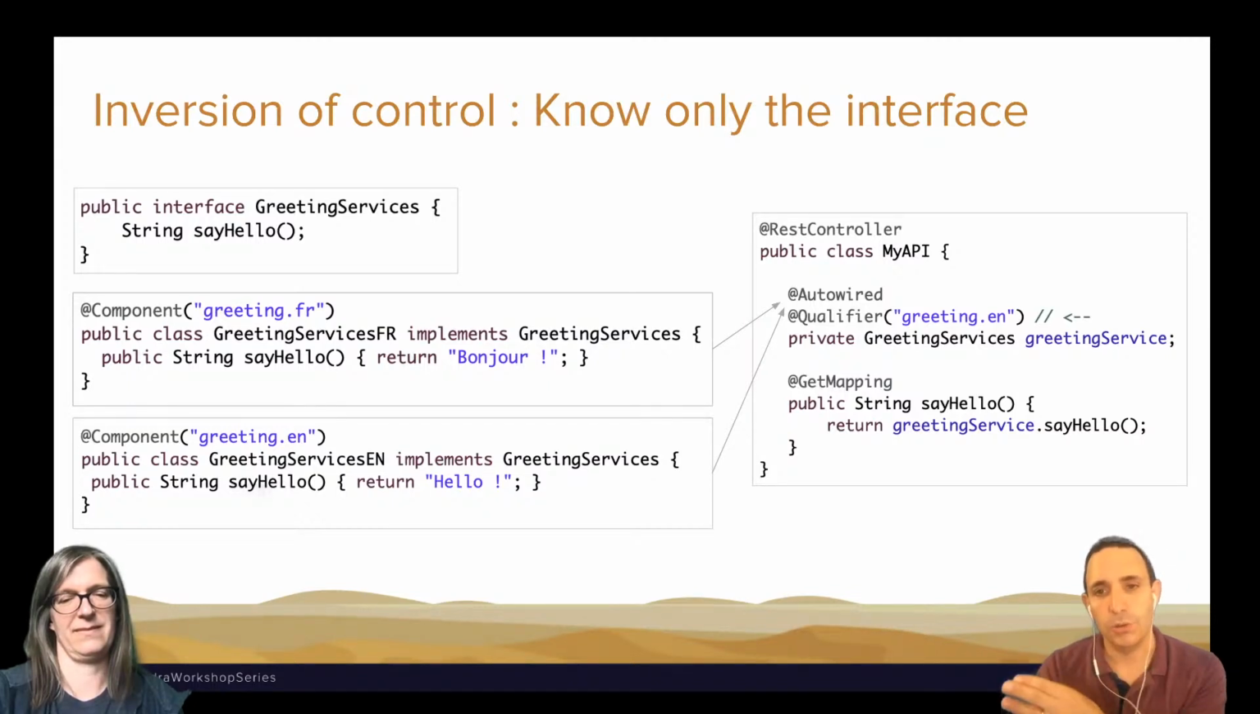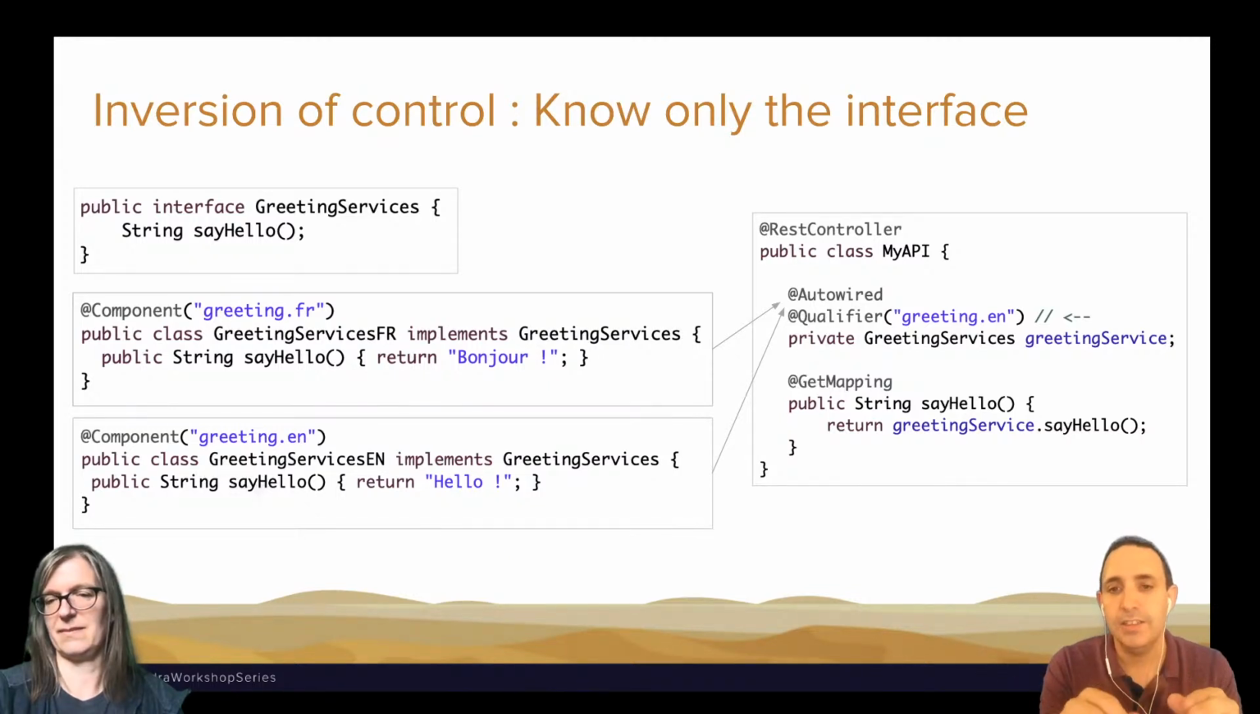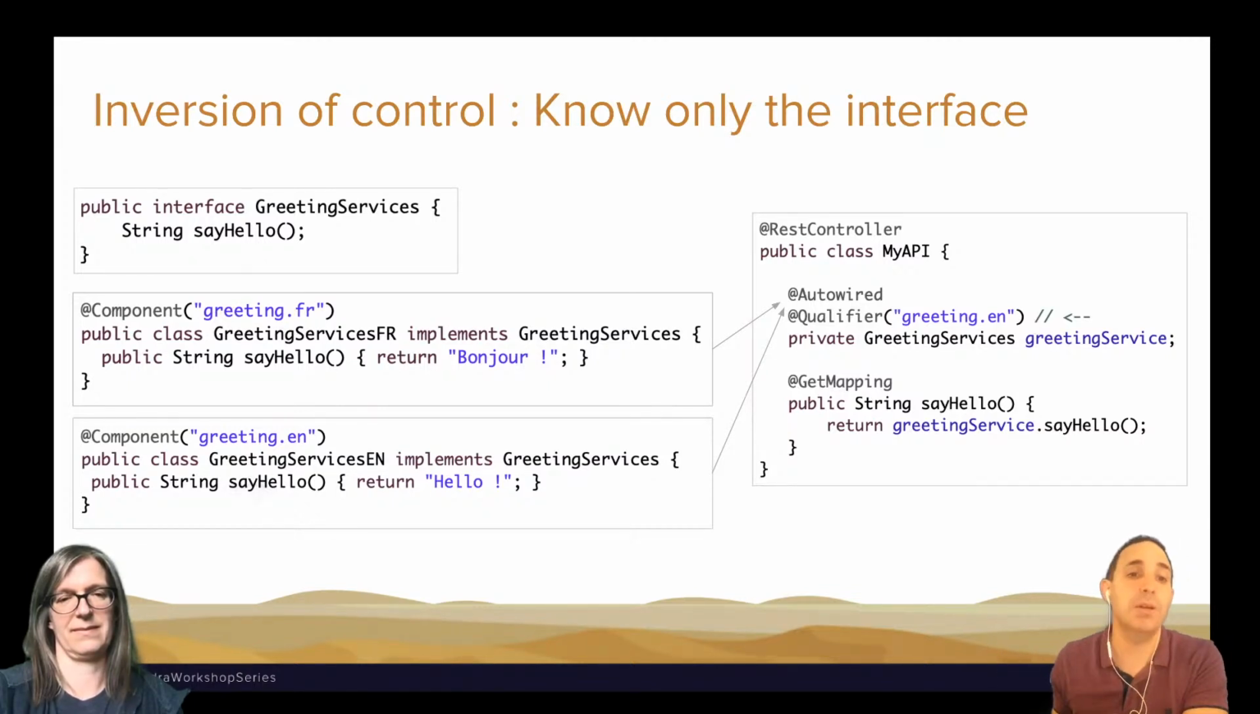Now, in the controller on the right part of the screen, if I want to do the greeting, I will only use the GreetingService interface, using the Spring framework, but there are multiple frameworks doing the same thing. I will simply qualify which implementation I need. And if for some reason there is a single implementation, I don't even need to provide the qualifier. Inversion of control is all about that. It's about decoupling the usage of a service and the implementation of the service. And this is a huge game changer.